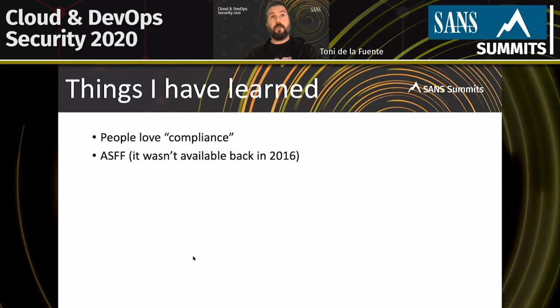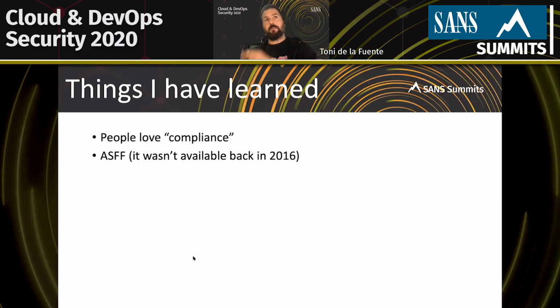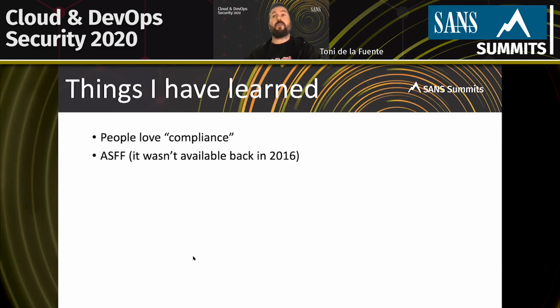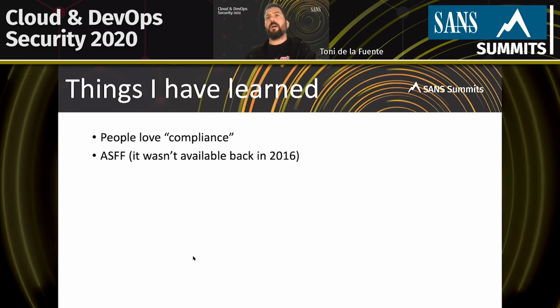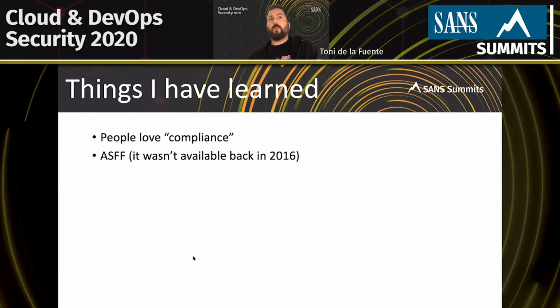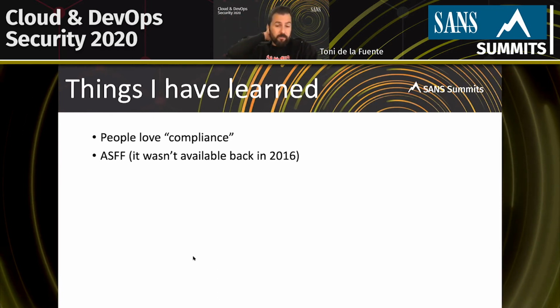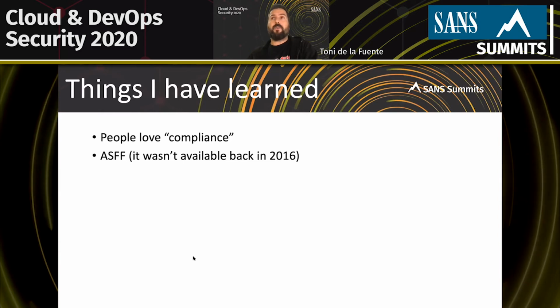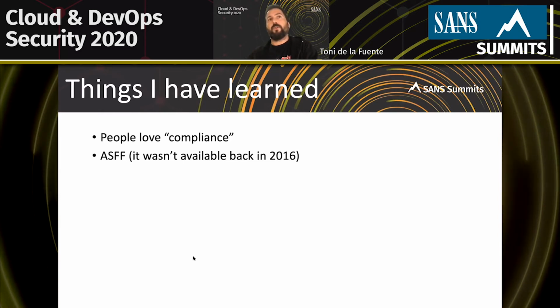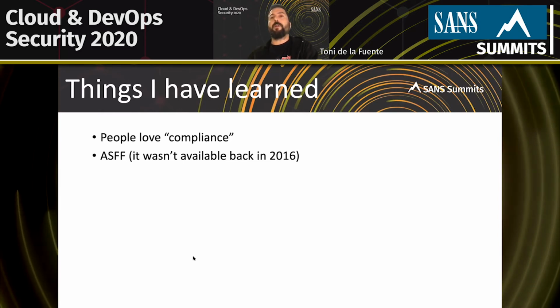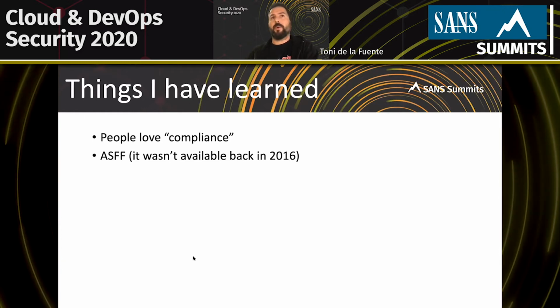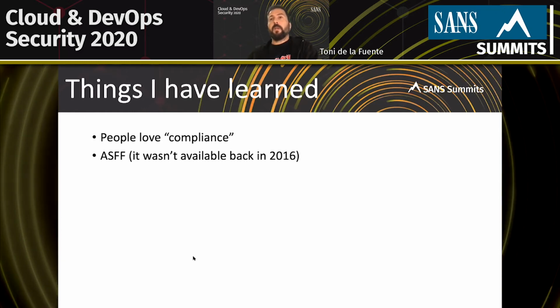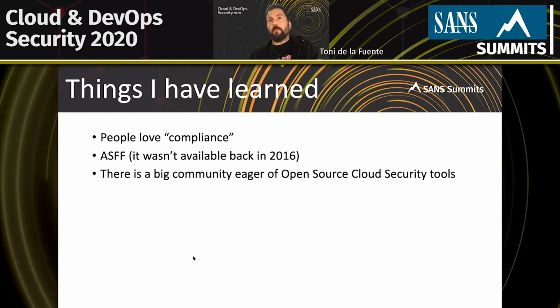ASFF, which is the format that you send data to Security Hub. Of course, that wasn't available in 2016, but when Security Hub released the format, I realized that it was a very good format for security findings in AWS. It's very comprehensive and it's growing. I like it. Consider it for your own tools.